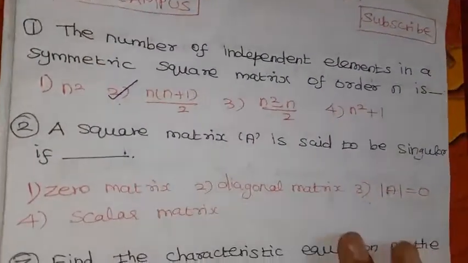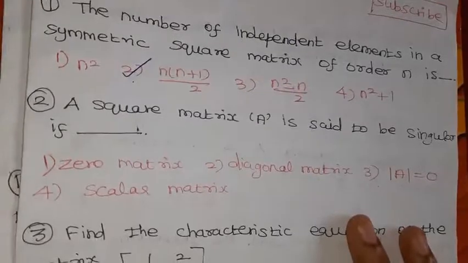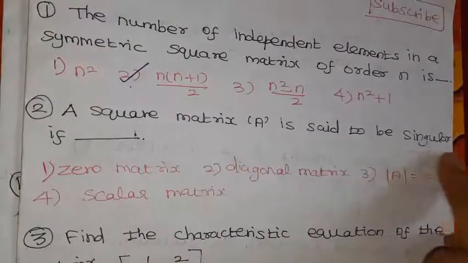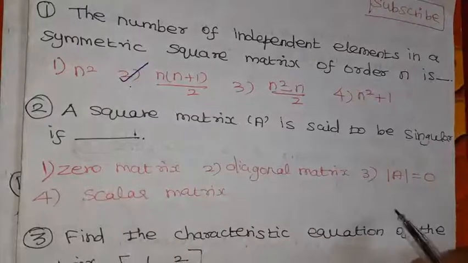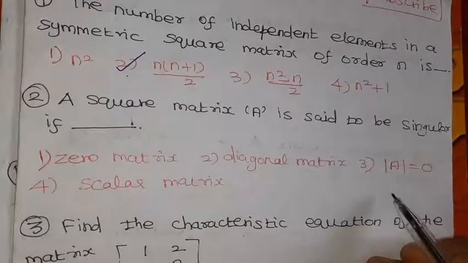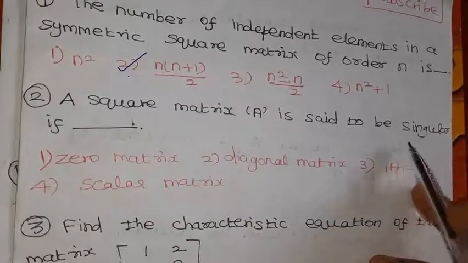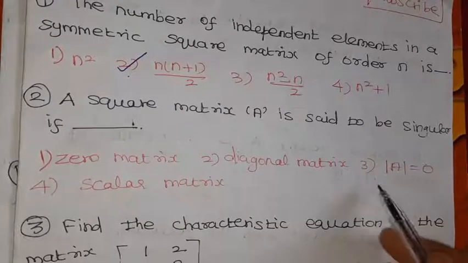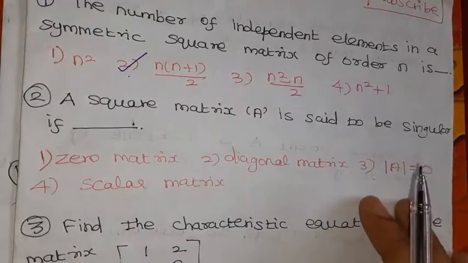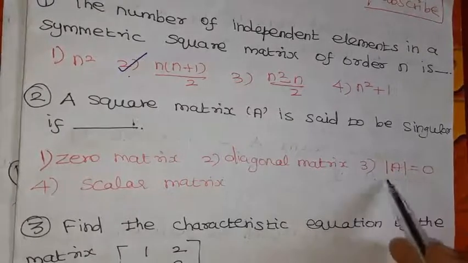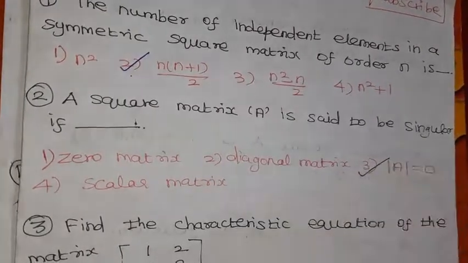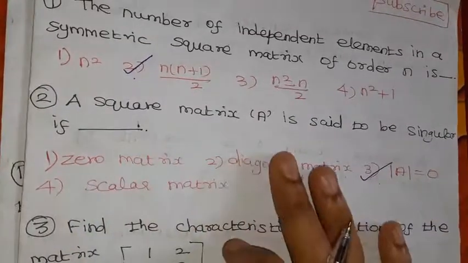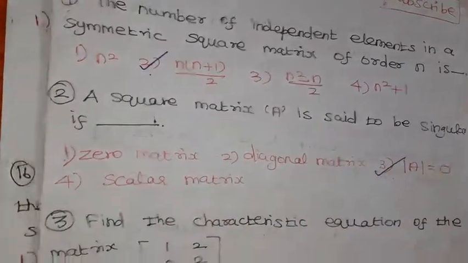Then, a square matrix A is said to be a singular matrix if the determinant of that matrix equals 0. So, when it is a singular matrix, the determinant of A equals 0. This is one of the properties of the matrix. Modulus of A equals 0, determinant A equals 0. Then only the square matrix A is said to be a singular matrix.